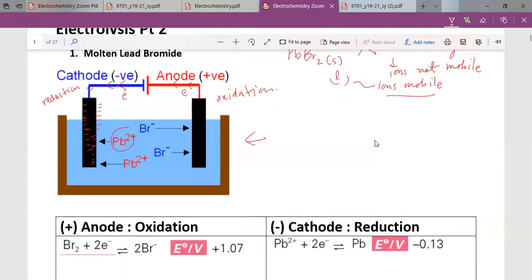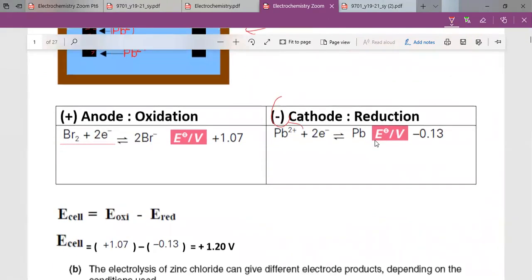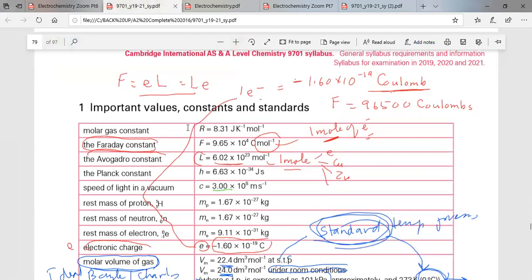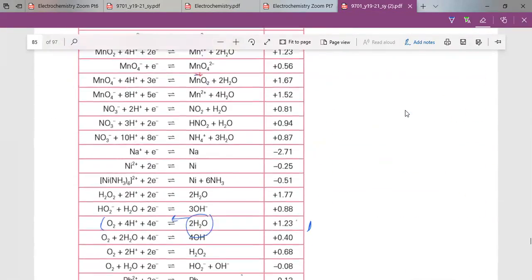This is a cell, negative pole. It means all the electrons are going here. So Pb2 plus, being positive, is coming towards here, receiving 2 electrons, so it's going this way. So it's reduction. Now this is the E naught value, the original E naught value from the data booklet, minus 0.13. You can check it out. Lead, Pb. I'm not bluffing you.